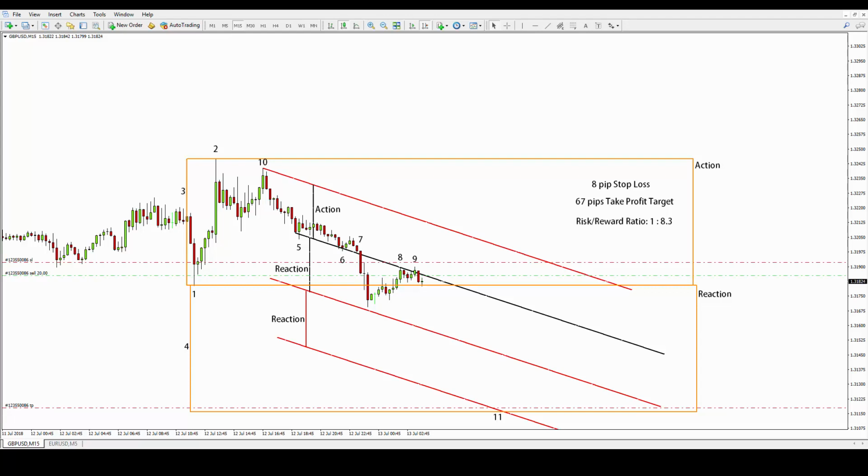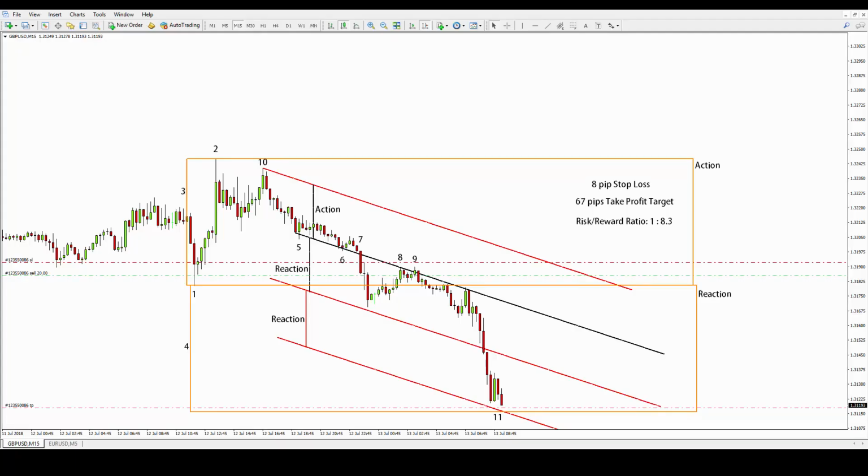Let's jump ahead in time to see how the trade ended. Here we can see that our target has been successfully hit, which is an indication that the market indeed respects the Newtonian principles.